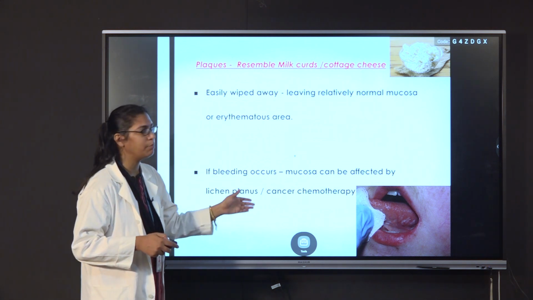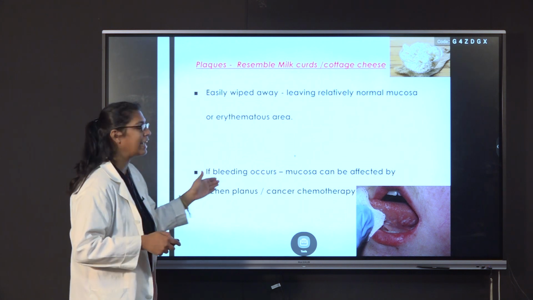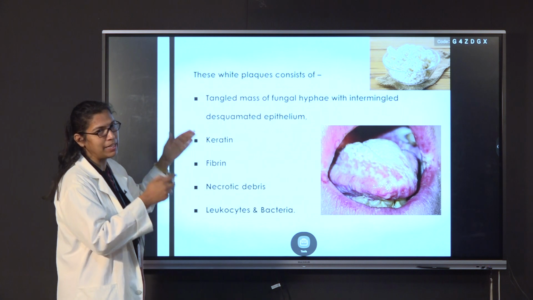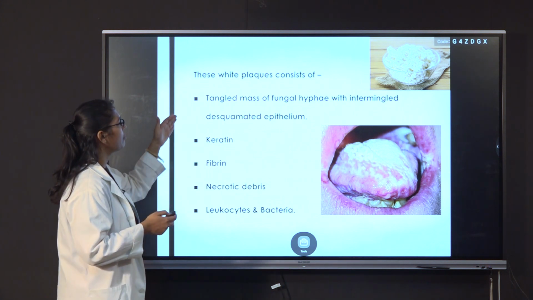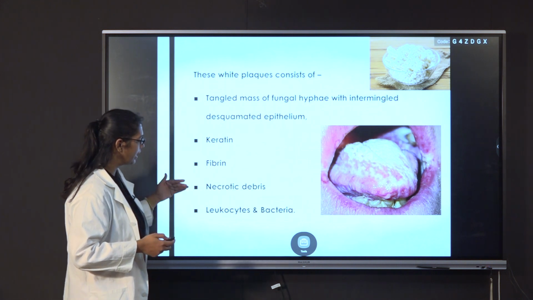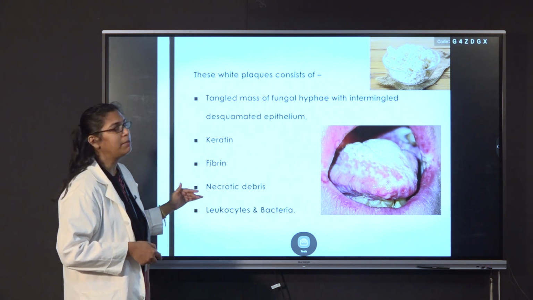If bleeding occurs, the mucosa can be affected by either lichen planus or cancer chemotherapy. These white plaques, which are easily scraped out, consist of tangled masses of fungal hyphae, keratin, fibrin, necrotic debris, leukocytes and bacteria.